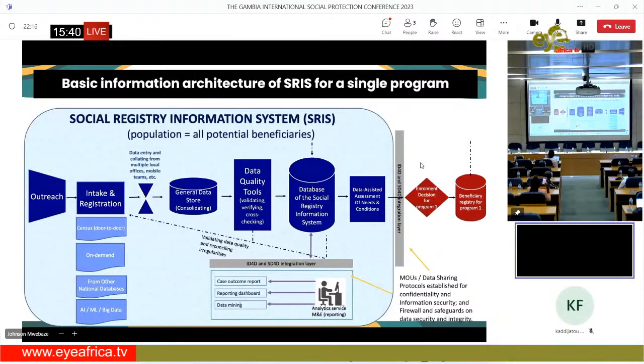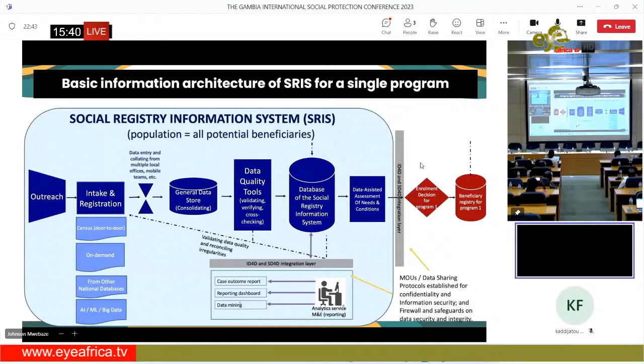We usually have systems that support the registry, and I think this is one of the key parts. Collecting data for the entire country and managing and storing it is not an easy task. It's quite complicated from the time you start collection to the time you do quality checks, validate it, categorize it, and then share it with different programs. You have various tools that are used across different social registries to manage this.